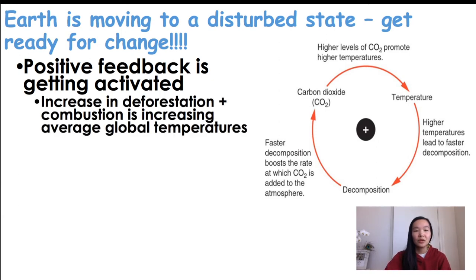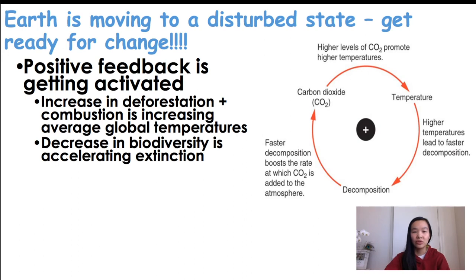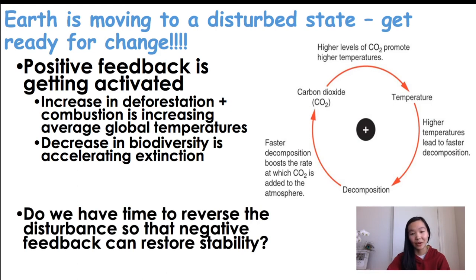We are contributing to this positive feedback loop at two major points of the circle, the top and bottom. We are adding carbon dioxide into the atmosphere through our actions such as deforestation and combustion. We're also decreasing biodiversity through clearing land and destroying habitats, and that is accelerating extinction. So when you have more animals going extinct, not to be overly morbid, but that means there's more dead plants and animals, and so you have more decomposition. You're feeding into the bottom of the circle, and then more decomposition adds more carbon dioxide to the circle. So it just continues going in a circle, faster and faster, spinning out of control. That sounds really morbid and depressing.